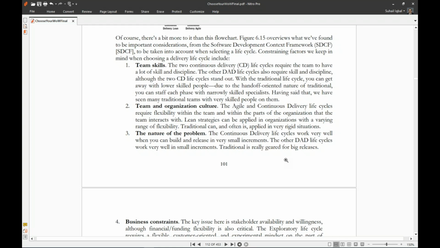Agile and continuous delivery life cycles require flexibility within the team and within the parts of the organization that the team interacts with. Lean strategies can be applied in organizations with a varying range of flexibility. Traditional can be, and often is, applied in very rigid situations. The nature of the problem: the continuous delivery life cycles work very well when you can build and release in very small increments. The other DAD life cycles work very well in small increments. Traditional is really geared for big releases.